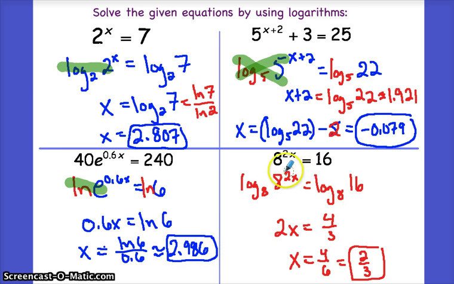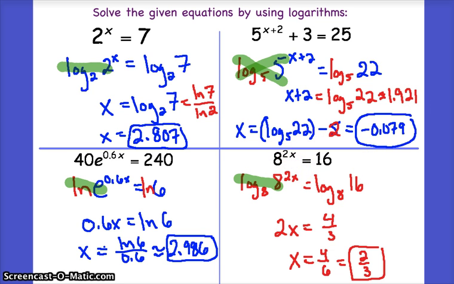And finally, over here on the right, you've got 8 to the 2x equals 16. So again, using a log base 8 of 8 cancels, leaving you with just 2x. On the right, log base 8 of 16 is actually 4/3. If I divide by 2, that's 4/6, which basically means my answer is 2/3. Again, you can always take that, plug it back into your calculator, make sure that 8 to the 2 times 2/3 actually comes out to 16.